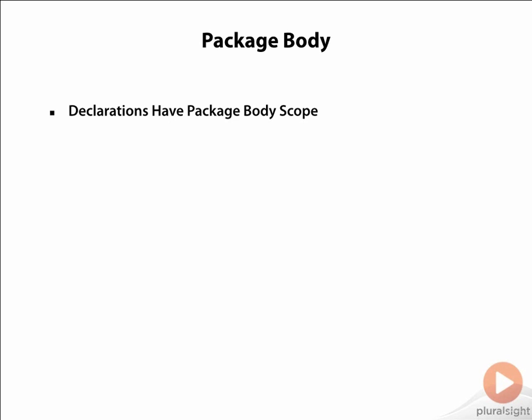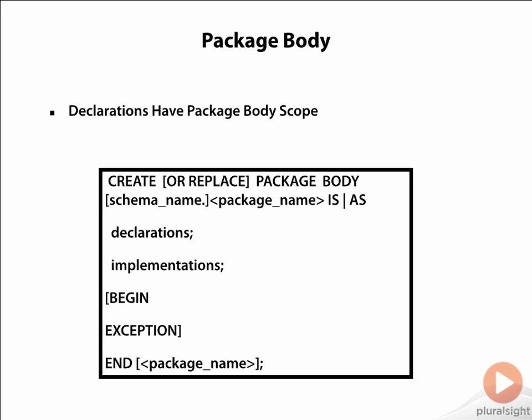As we talked about in the last module, anything declared in the package body has a private scope within the package body versus the declarations in the specification which have a public scope. The syntax of creating a package body is the same as the specification, just that we put the body keyword in addition. So it starts with create or replace package body schema name dot package name followed by the IS or AS keyword. Schema name being optional, and if not specified, it defaults to the current schema.